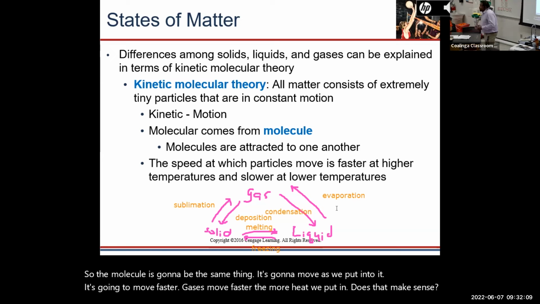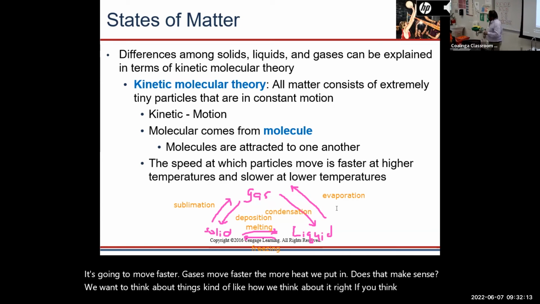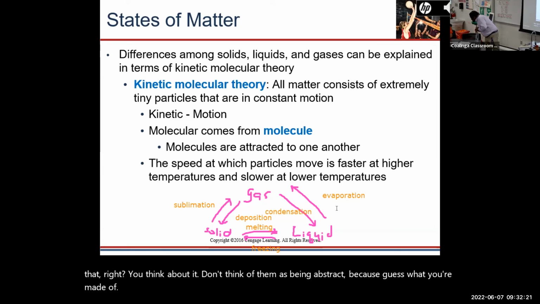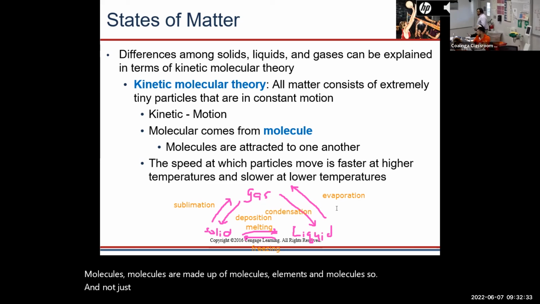So we want to think about things kind of like how we think about ourselves, right? Don't think of them as being abstract, because guess what you're made of? Molecules. You're made up of molecules, elements and molecules. And not just you, everybody in this room. Don't think you're special.